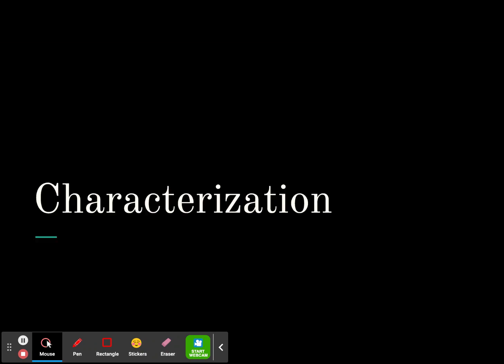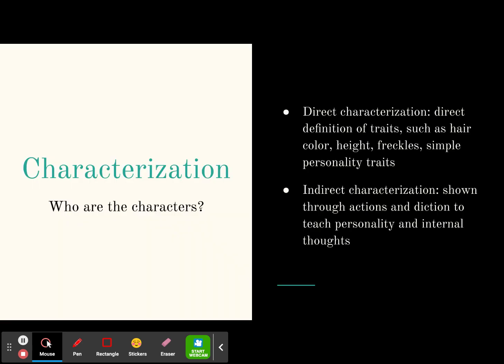The second example that we're going to look at today is characterization. So, what is characterization? Basically, characterization is the author's way of teaching the audience who a character is. Who are the characters? There are two main forms of characterization, and we will go over both of them. So, the first, and this is more common in children's literature and simpler novels, is direct characterization, and this is where the author is directly telling the audience who the character is.